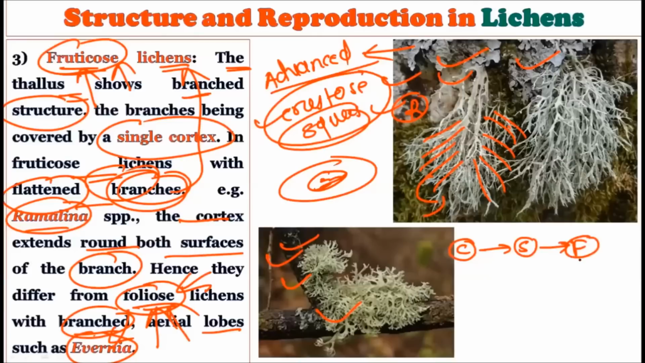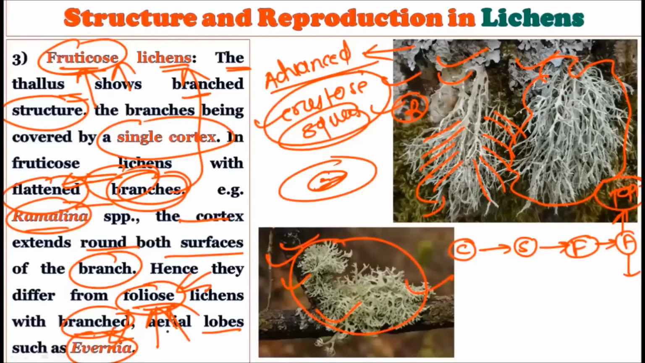Now these Fruticose lichen are showing the branches, but the flattened branches like Ramalina. Show how these flattened branches are there. These are all the flattened branches. And in the Foliose lichen, what we find is the broad leafy branches. So you can say that on the advanced evolutionary line, the Foliose lichen tops the lichens, because these Foliose lichen are showing the branches which are leafy branches.